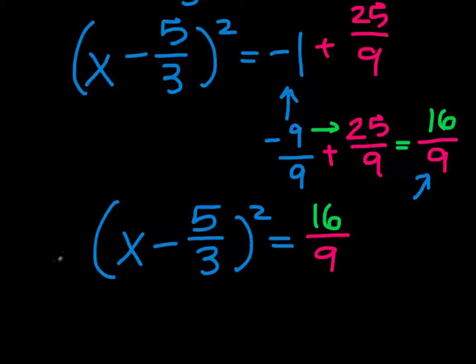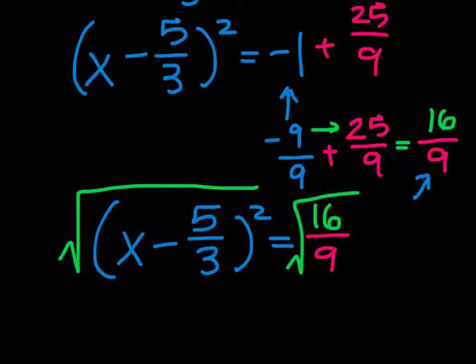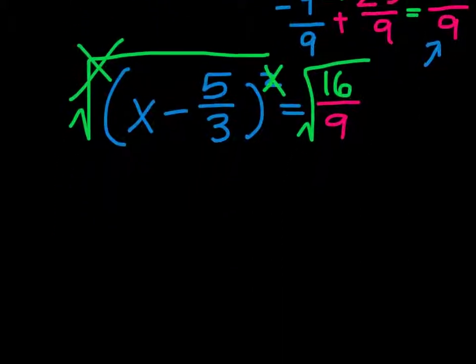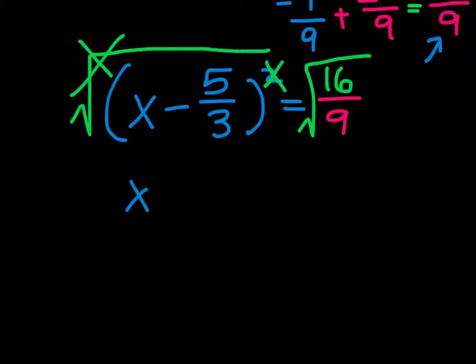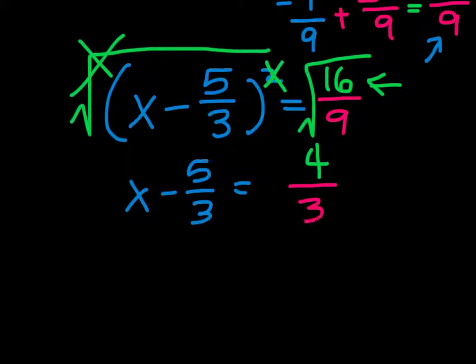Our last couple of steps, we need to take the square root of both sides. Take the square root of both sides. That square root symbol gets rid of our squared. So we end up with x minus 5 thirds is equal to the square root of 16 over 9, which is, square root of 16 is a 4, and the square root of 9 is a 3, and we're not going to forget that whenever we take the square root of a number, it's also plus or minus. It's positive or negative 4 over 3.